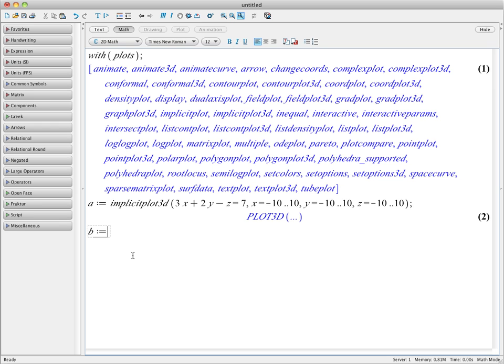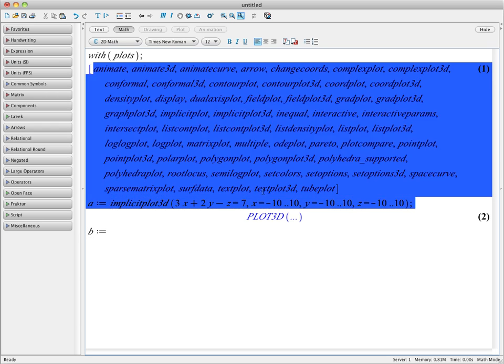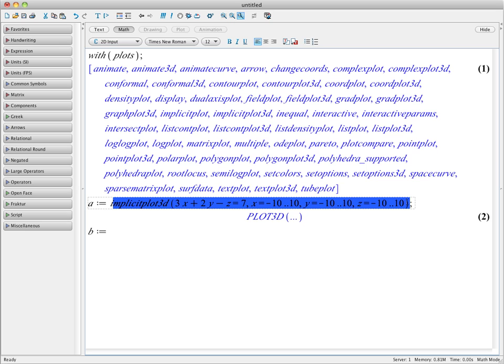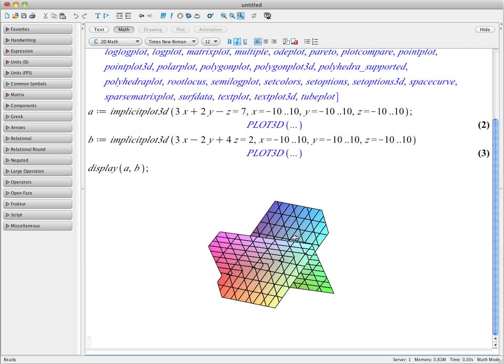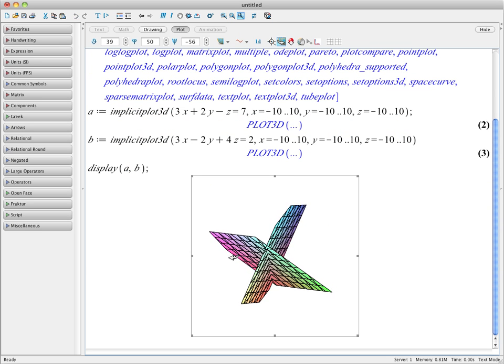Now I'm going to assign the variable b to the second plot, which is the second plane. I'm just going to copy and paste this. I think I missed my I, yep, put that I in there. And then this was slightly different. This was a minus 2y, and that was plus 4z, and that was equals 2. Now I'm going to display them. And here are the two planes.